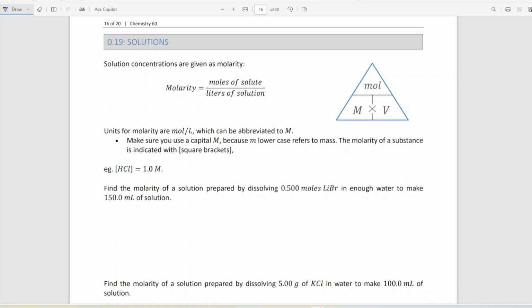All right, we reached the top of the mountain and we're coming back the other side. So things should start to feel a little bit easier now. So the next concept that we're going to review is solution concentrations, which are given as molarity in chemistry.